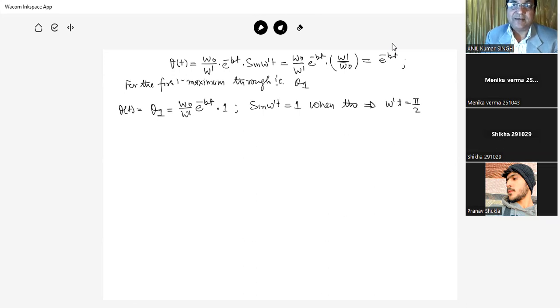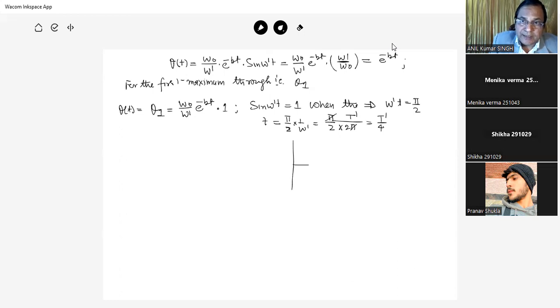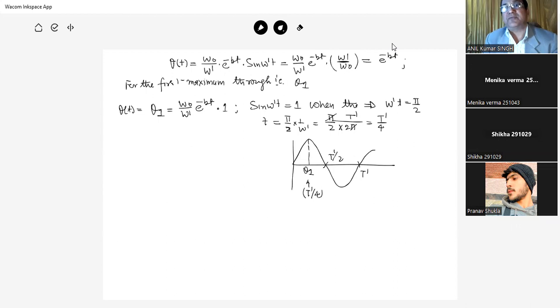So what we find is t is equal to pi by 2 into 1 by omega dash. That is pi by 2 into, omega dash means 2 pi by t dash. So the pi cancels, and t is t dash by 4. And it is very clear from the graph also, that if this is theta and here this is t dash by 2, and this one is the value of theta 1, this will be at t dash by 4. So this is your time and here it is theta t.